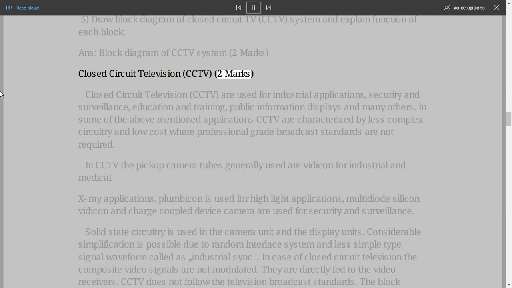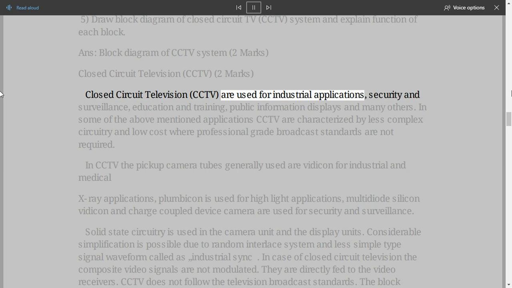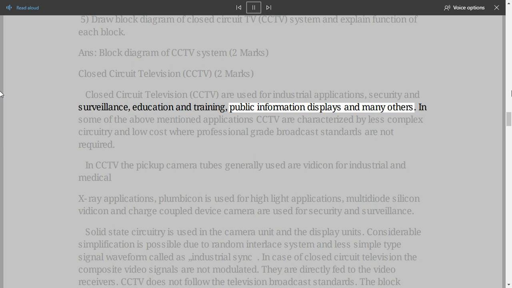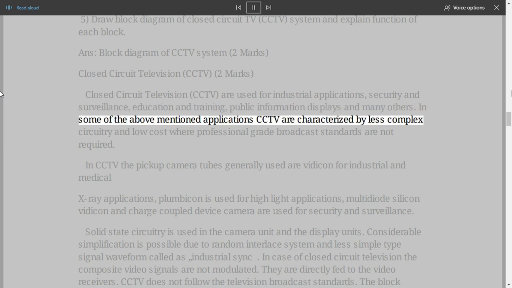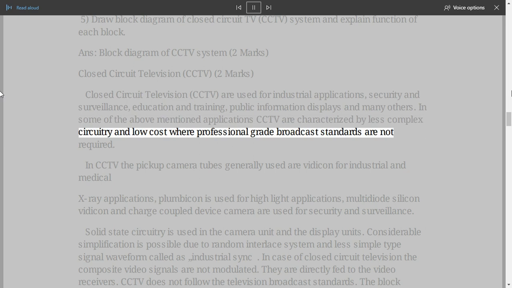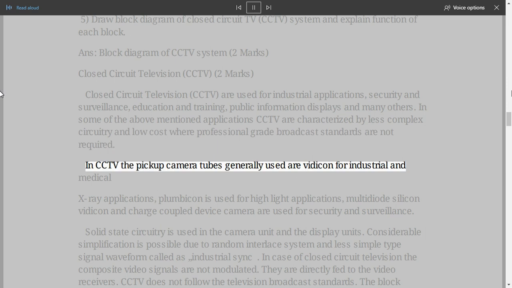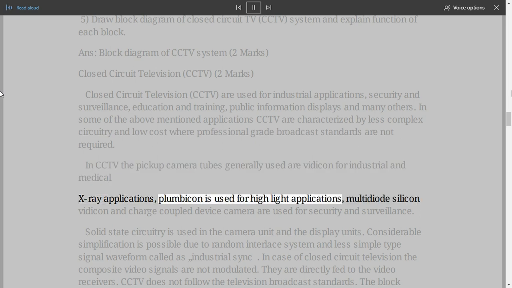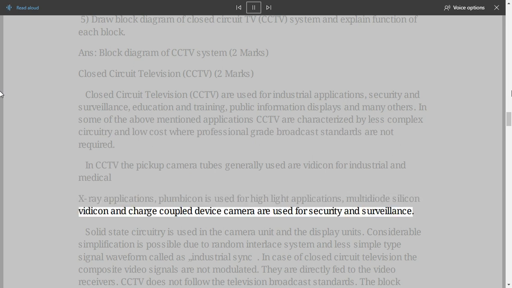Closed circuit television, CCTV, is used for industrial applications, security and surveillance, education and training, public information displays and many others. In some of the above mentioned applications, CCTV is characterized by its simple circuitry and low cost, where professional grade broadcast standards are not required. In CCTV, the pickup camera tubes are generally selected for industrial and medical X-ray applications, plumbicon is used for highlight applications, multi-diode silicon vidicon and charge coupled device cameras are used for security and surveillance.